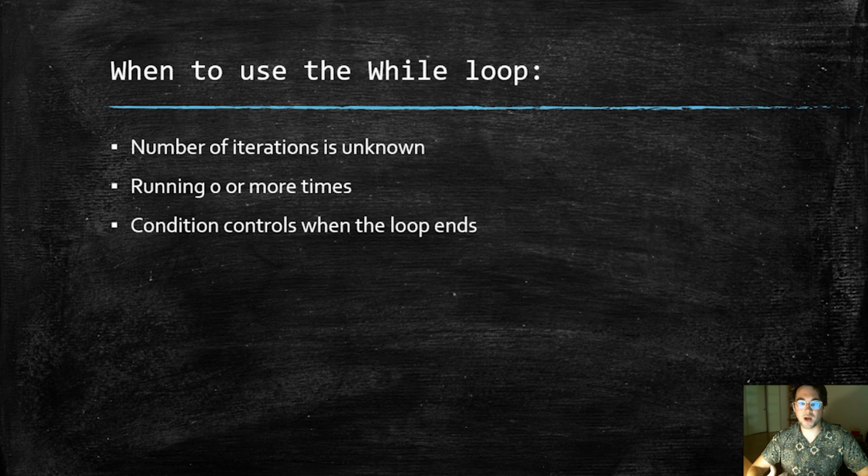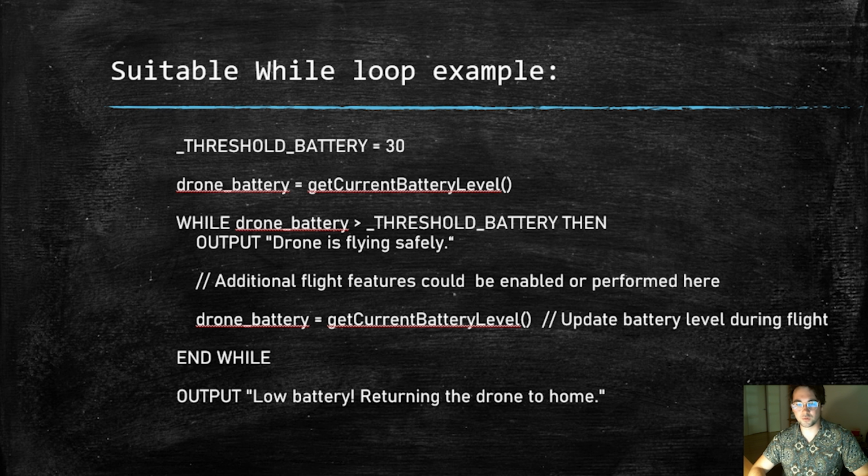Okay, so when to use the while loop? We use the while loop when the number of iterations is unknown. We're running 0 or more times, and there's some kind of condition that can control when the loop ends. So a suitable example for the while loop would be a program for flying a drone. If you've ever flown a drone before, especially with the newer ones, you'll know there's some safety features to not allow you to fly the drone on low battery. When it's on low battery, it wants to come back home.